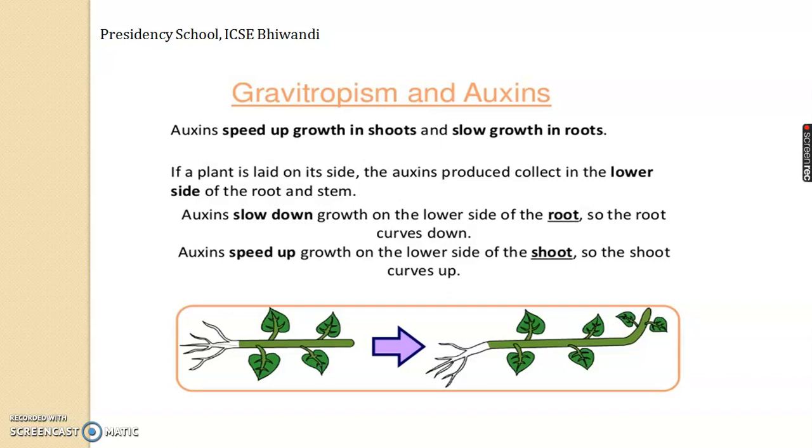Now, what's the role of the auxins in geotropism? I have already explained that the auxins play a very significant role in cell elongation. If you look at the difference between the two diagrams, you will see the auxins that are produced on the lower side of the root and the stem help the roots to grow deep inside the soil and the shoots to elongate.